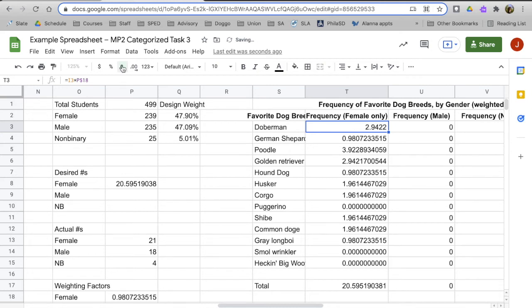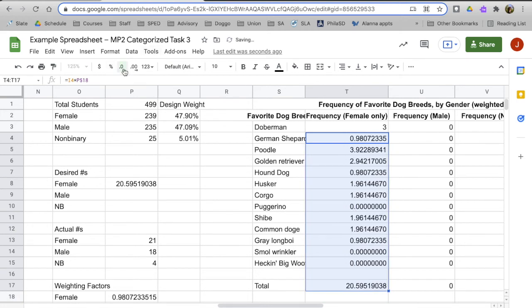So just going to decrease it down, and I want to get a whole number. I want to get an integer. And in fact, I can highlight all of these numbers, and I can do it all at once. Let's just get it down to an integer.